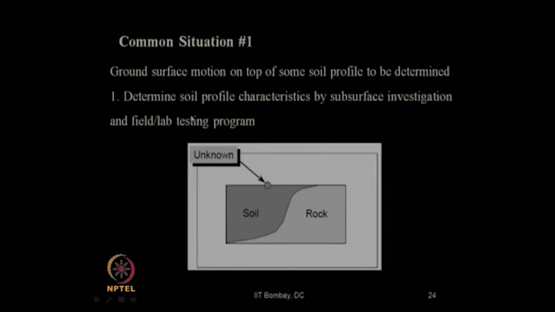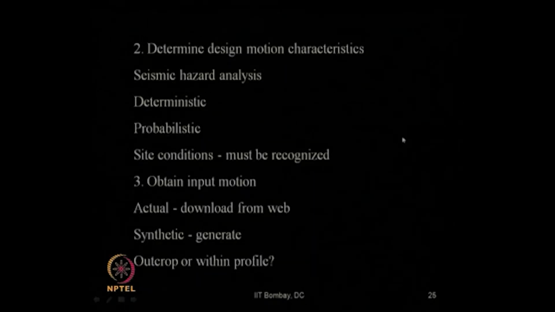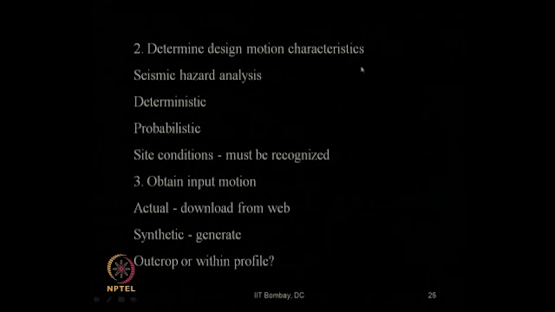Now, as we have already discussed, there are two major common situations and how to find them out. After having the complete knowledge of this site response analysis, let us look at it once again. Common situation 1 is, say, ground surface motion on the top of some soil layer needs to be determined. So, that is the problem statement, let us say. Determine the soil profile characteristics. We need to know the material properties of this soil layer by subsurface investigation or field or laboratory testing program. Then determine the design motion characteristics.